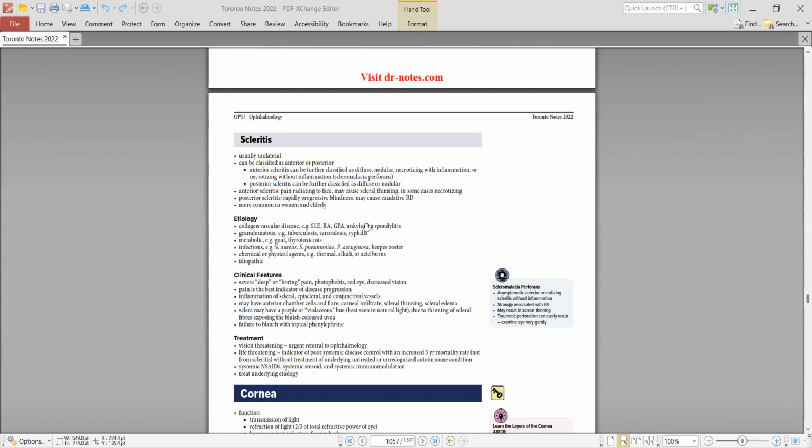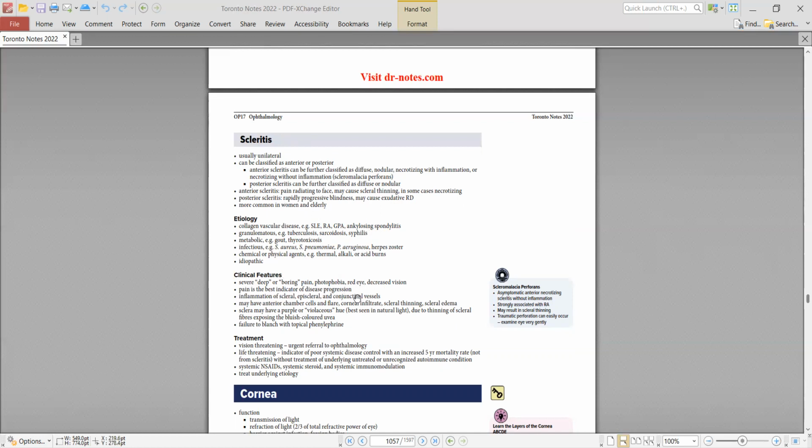So basically, this scleritis is very, very important, and it is a very severe form. The patient is having severe, deep, boring pain. Photophobia is there, red eye, decreased vision. This is actually a kind of medical emergency, so we have to pay attention to this. You can't ignore this patient and say, come after 5 days, come after a week. No, you have to see and treat immediately.